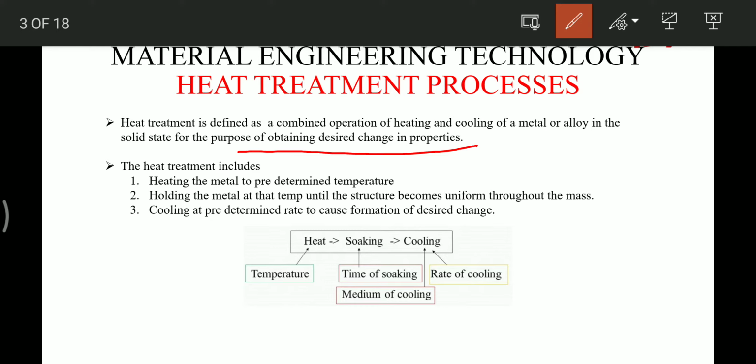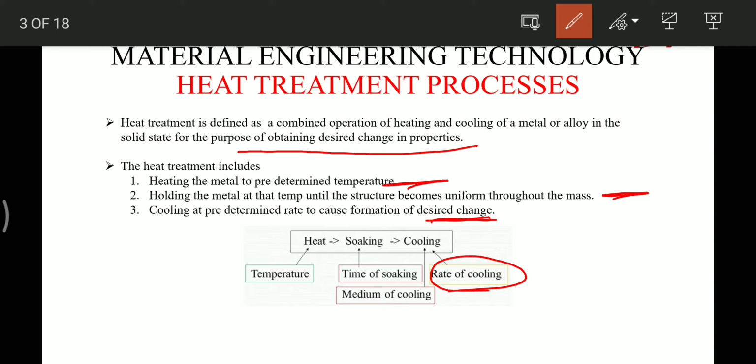Heat treatment includes heating the metal to a predetermined temperature. That is the first step. Then holding the metal at that temperature until the structure becomes uniform throughout the mass, that is, isothermal transformation. Then cooling at a predetermined rate to cause the formation of the desired change. After holding, we have to cool it at the desired rate.